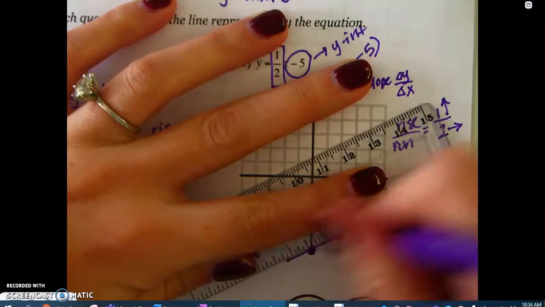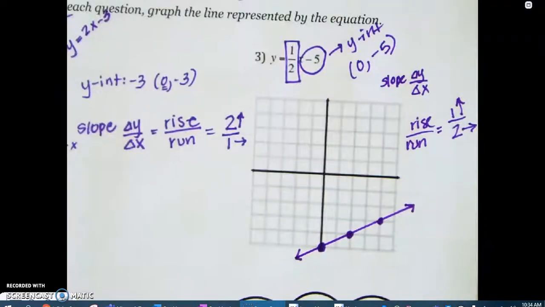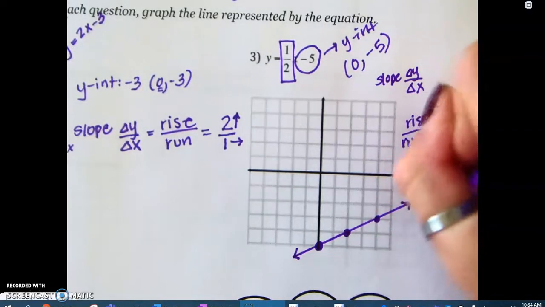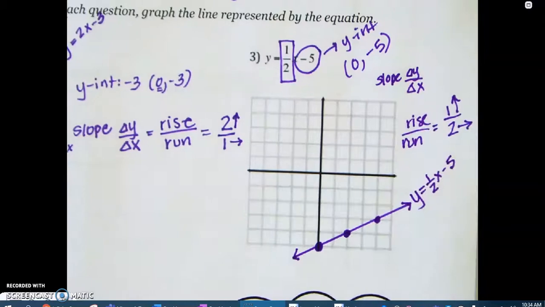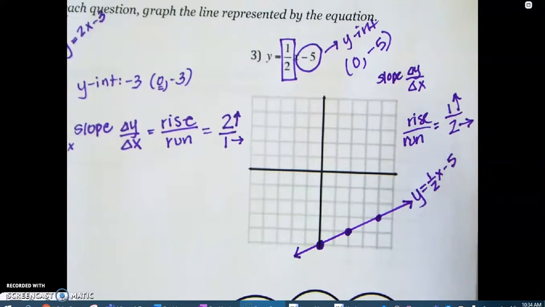I can connect my dots, put arrows on the end to indicate it goes on forever, and I will label this y equals 1/2 x minus 5. And that's how we can use rise over run to help us. That's why when you ask, do I change my slope into a decimal, I say it's not helpful, because this tells you your rise and your run, especially when you're graphing.